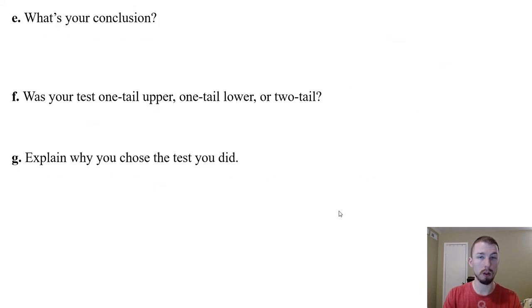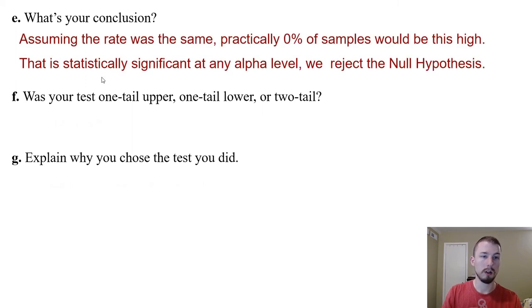All right, so what's our conclusion? Because our p-value is less than any reasonable alpha, and certainly our alpha level of 5%, we have enough evidence to reject the null hypothesis in favor of the alternative. So assuming the null hypothesis is true and that Oklahoma is 28% just like the national, then practically 0% of samples would be this high. That is statistically significant at any reasonable alpha level, so we have enough evidence to reject the null hypothesis.